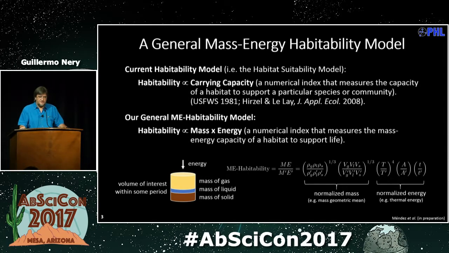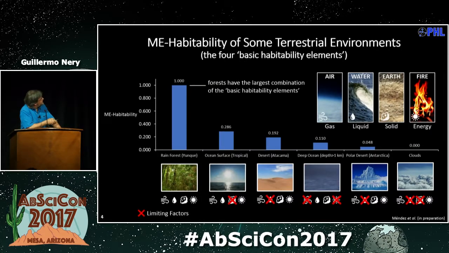And let's use that. And so we have the mass energy habitability index for some terrestrial environments. Now, we're considering 4 basic habitability elements. We're considering the amount of gas represented by air, the amount of liquid represented by water, the amount of solid represented by earth, and the amount of energy represented by fire. So this is a little bit poetic, but it's also somewhat accurate.